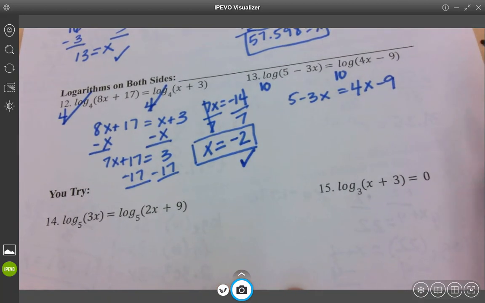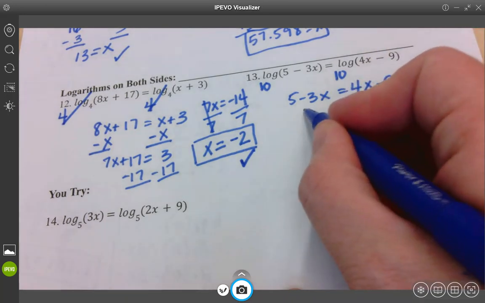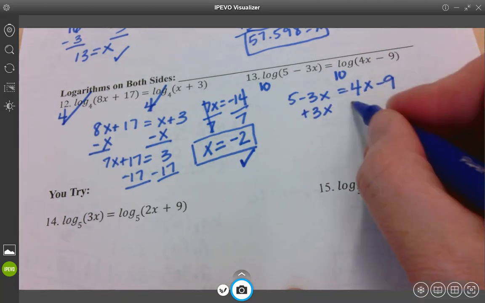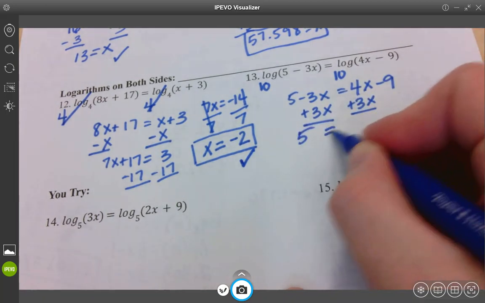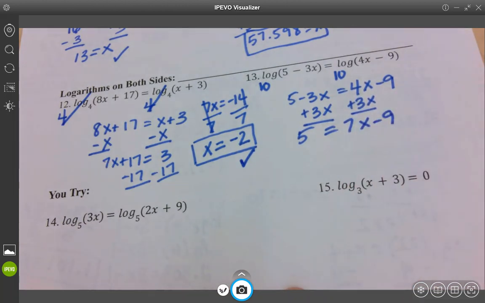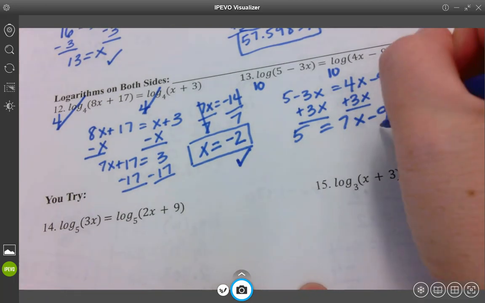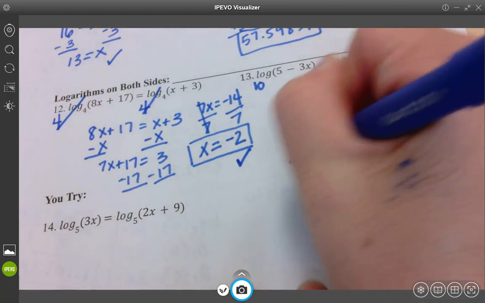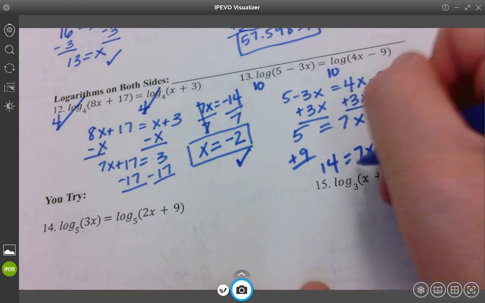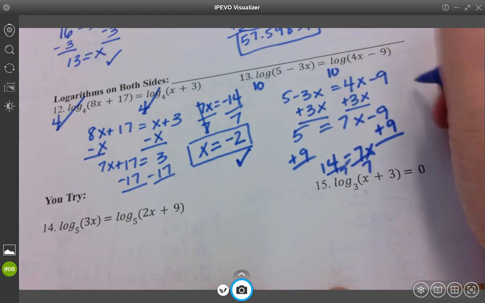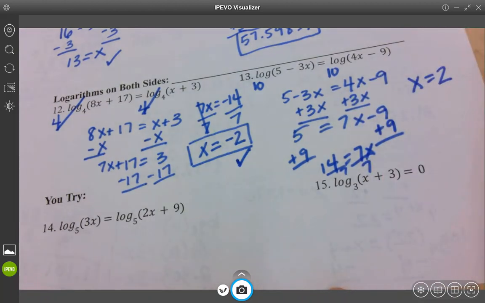All right. You could subtract the 4x or add the 3x. What do you guys want to go with? Add the 3x. Good. All right. Should I get rid of the 7 next or the negative 9? The negative 9. 14 equals 7x, and then divide by 7, right? So we're getting x equals 2, okay?